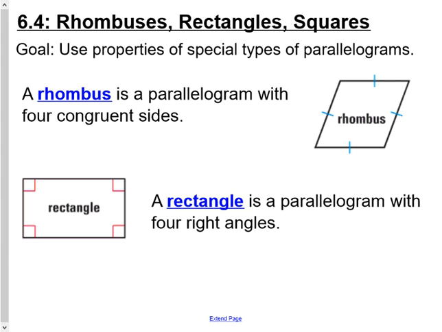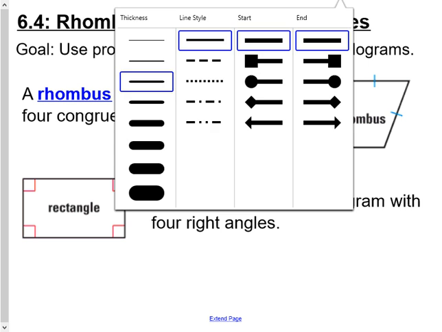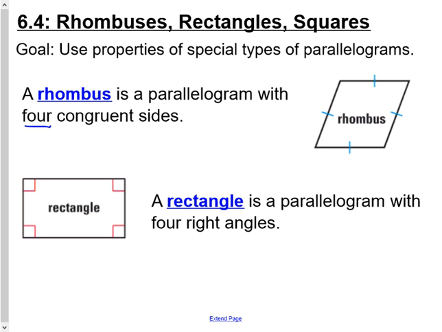A rhombus is a parallelogram that has 4 congruent sides. So notice, 4 congruent sides is not a square, it's a rhombus, right? So 4 congruent sides, rhombus.